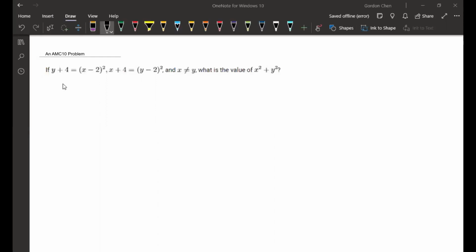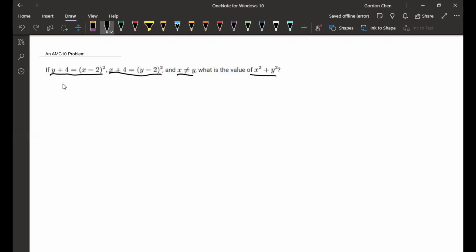So in this problem we have y plus 4 equals (x minus 2) squared, and x plus 4 equals (y minus 2) squared. The first thing you should notice is that these two equations are very symmetrical, and x is not equal to y. Also, we're trying to find x squared plus y squared, so we don't need to find x and y.